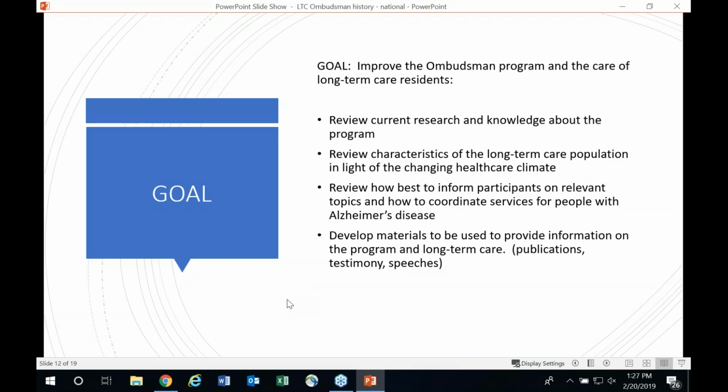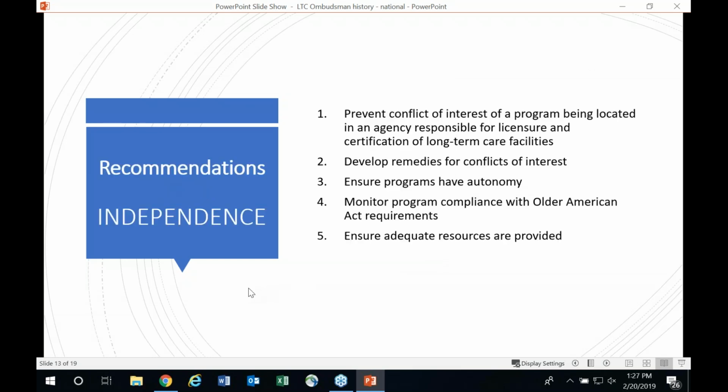There was also a goal to develop materials that could be used by the states that would give us the information we need to put in publications, to provide testimony or speeches, and that would really serve to bring our programs more into a consistent compliance with the Older Americans Act.